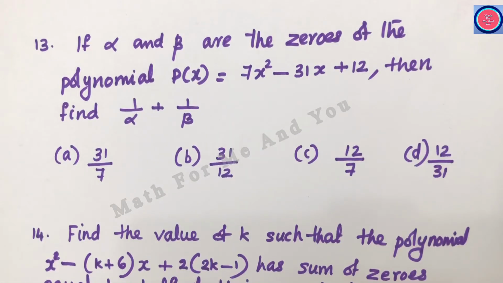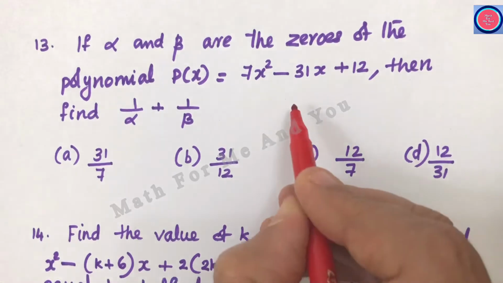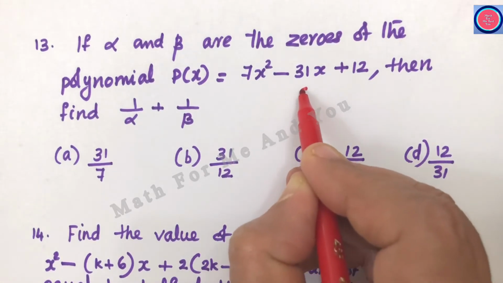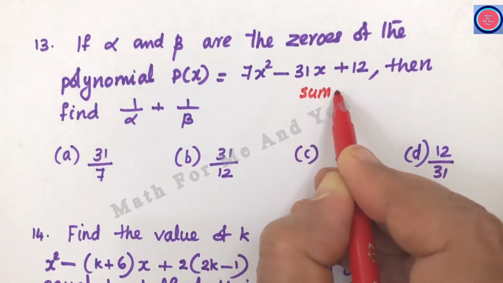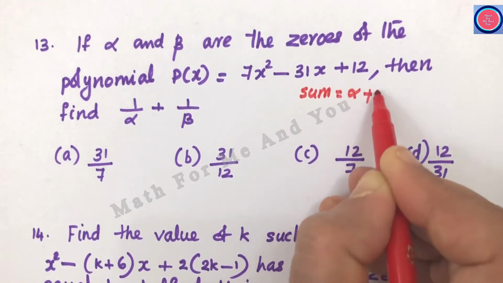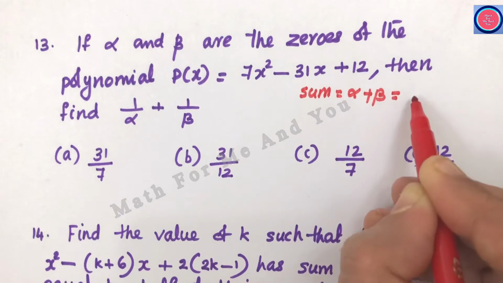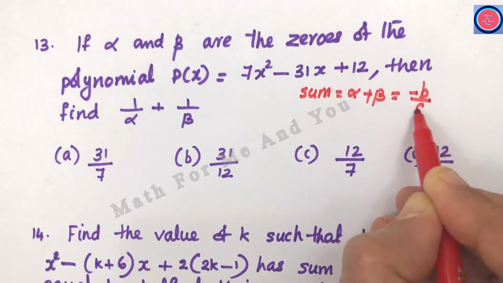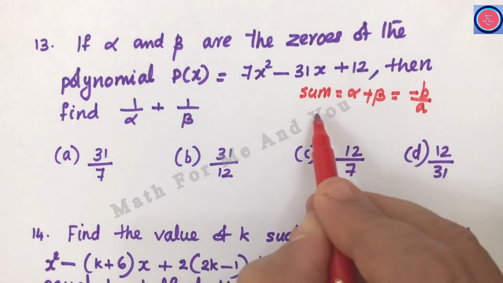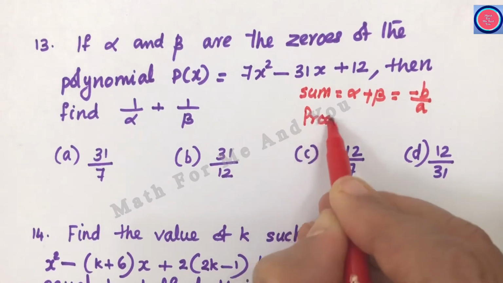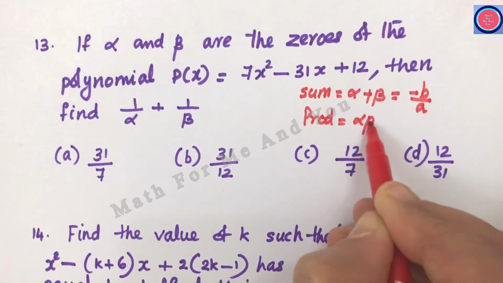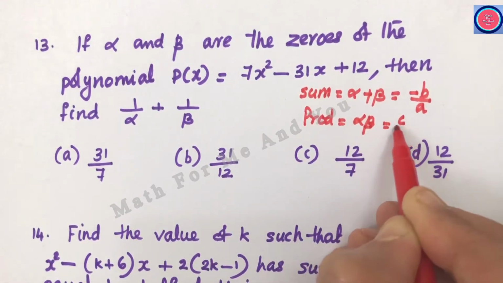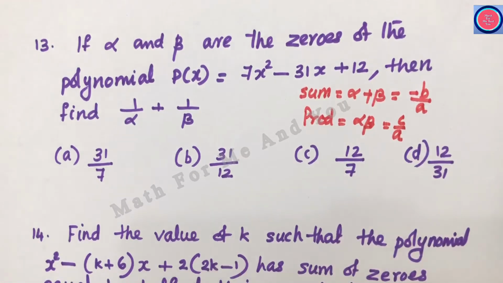Question 13. If alpha and beta are the zeros of the polynomial p of x equals 7x square minus 31x plus 12, then find 1 by alpha plus 1 by beta. If we get this type of question, it's very easy to find the answer. If alpha and beta are the zeros of the quadratic polynomial, sum, that is alpha plus beta, is equal to minus b by a, and product, that is alpha beta, is equal to c by a. Using the quadratic polynomial, now we can find what is minus b by a and c by a.